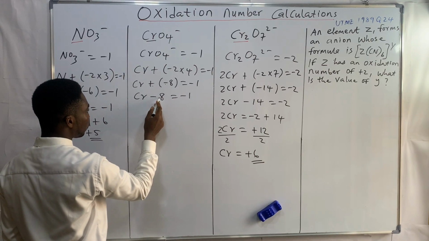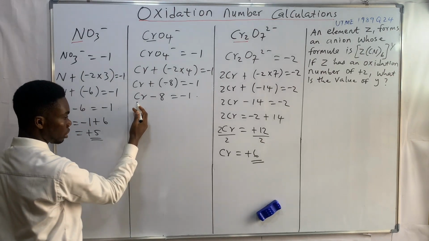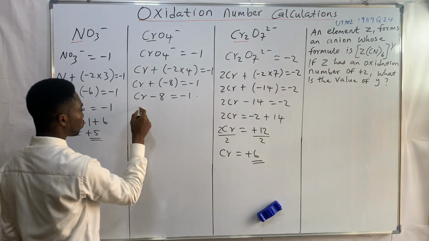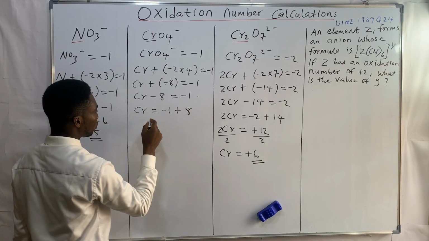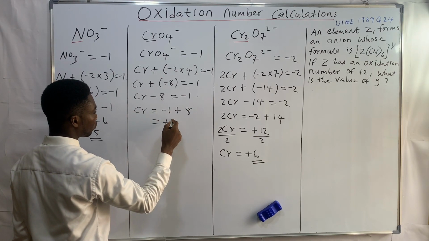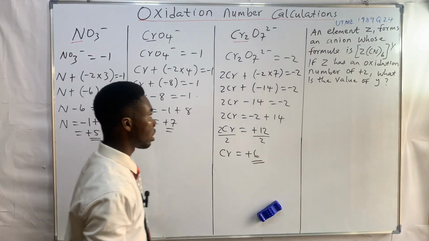So -8, we cross the sign of equality to this side to become +8, because this is what we want to make the subject of the formula. This is what we are looking for. So chromium becomes -1 plus 8. So that gives us +7. So the oxidation state of chromium in the chromate ion is +7.